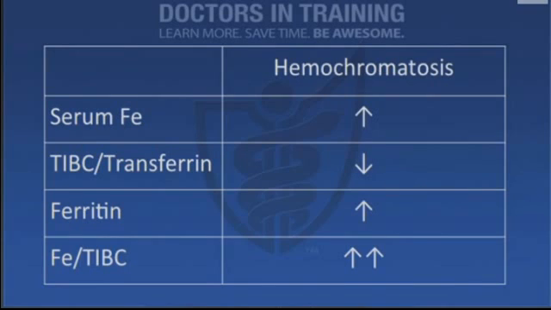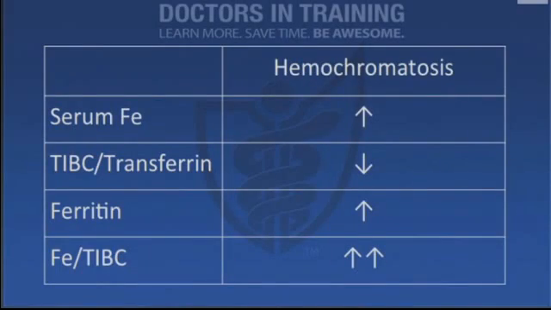Ferritin is going to be elevated. So if you have normal ferritin, you can probably rule out hemochromatosis. If you have elevated ferritin, that doesn't prove that you have hemochromatosis. As I said, ferritin can be elevated for a lot of different reasons. It's an acute phase reactant. So elevated ferritin doesn't prove hemochromatosis, but normal ferritin pretty much rules out hemochromatosis.